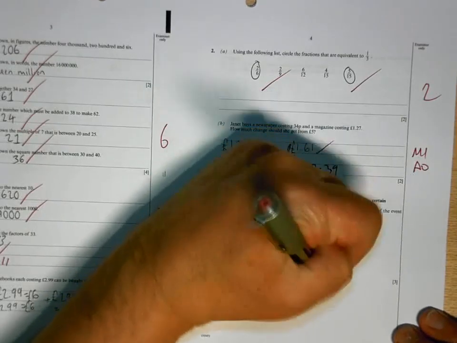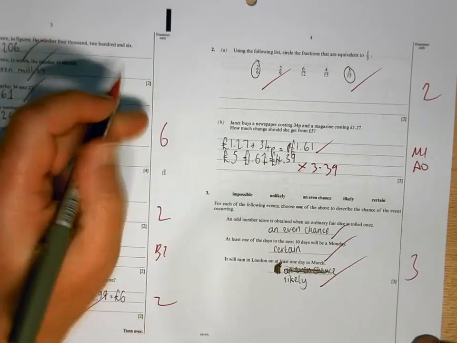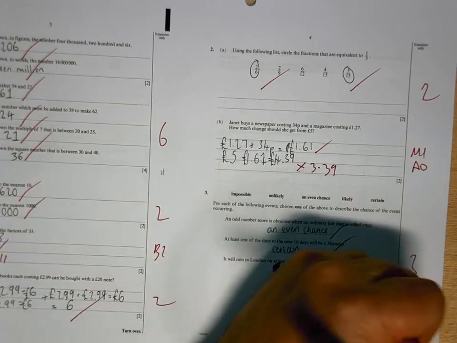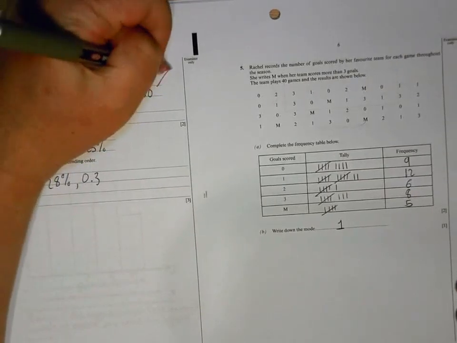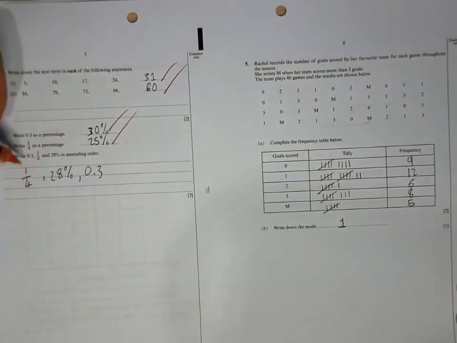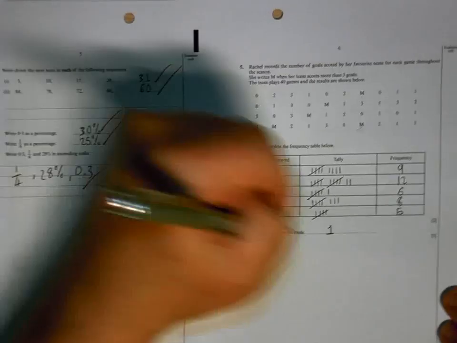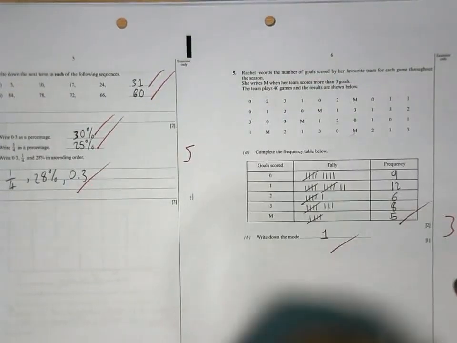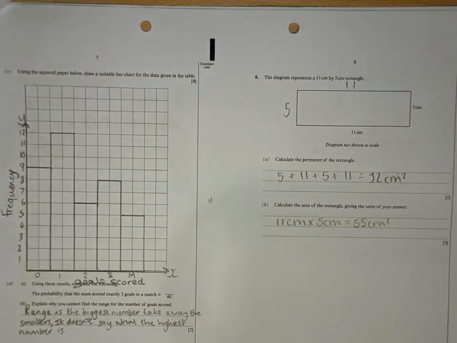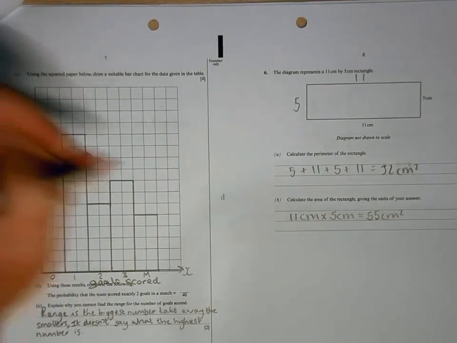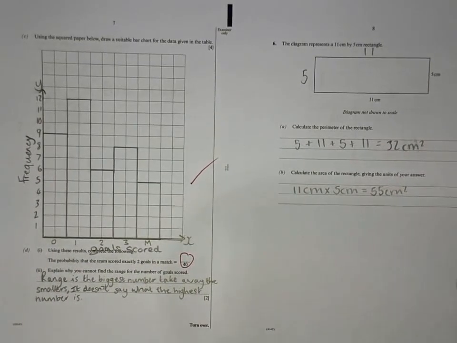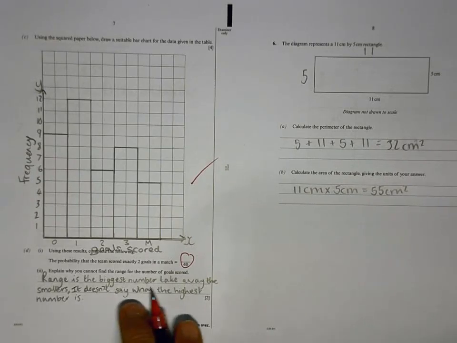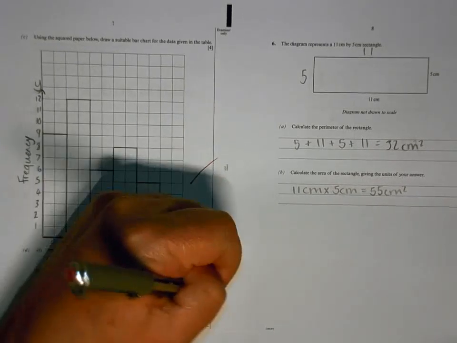Even, certain, likely. Good. 3, 6, 12, 17 for the page. Good. 60, 30, 25. Good, good, good. Excellent. Frequency goals scored. Lovely. I think you've missed that bit of the question out. Perhaps you didn't read the information. Doesn't say what the highest number is. Good.